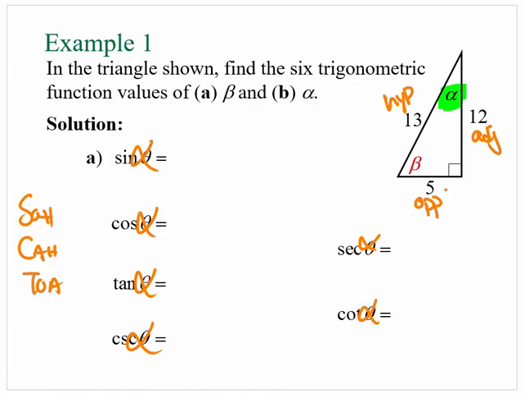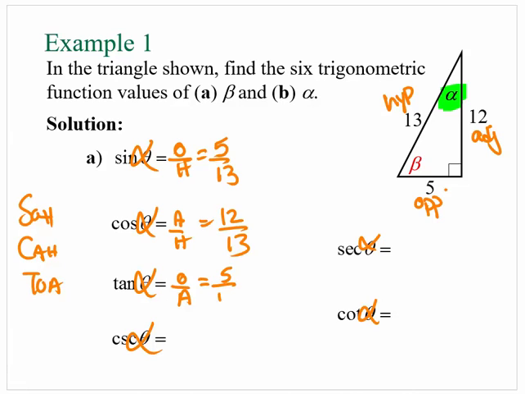Then we go through each of our trig functions. Sine is opposite over hypotenuse. Now it'll be 5 over 13. Cosine is adjacent over hypotenuse, 12 over 13. So all we're doing here is coming up with ratios of the sides in a right angle triangle. And again, this only works for right angle triangles.